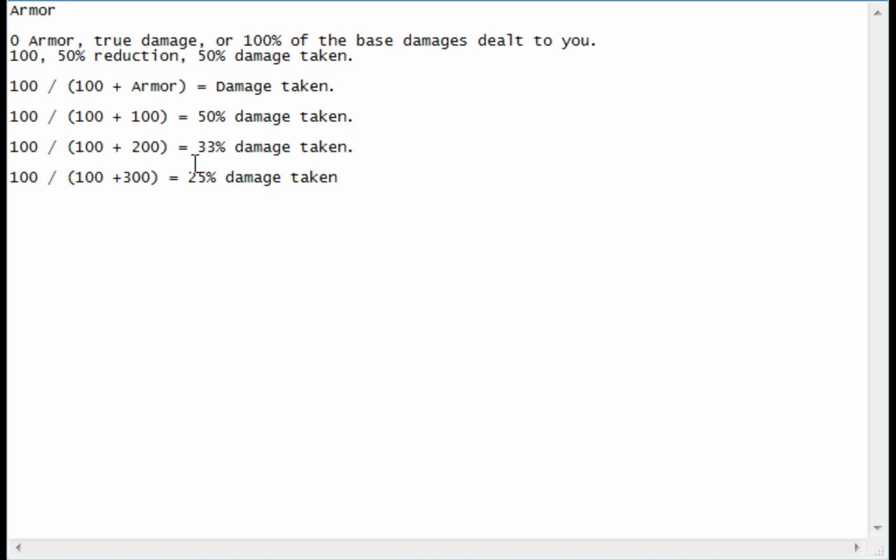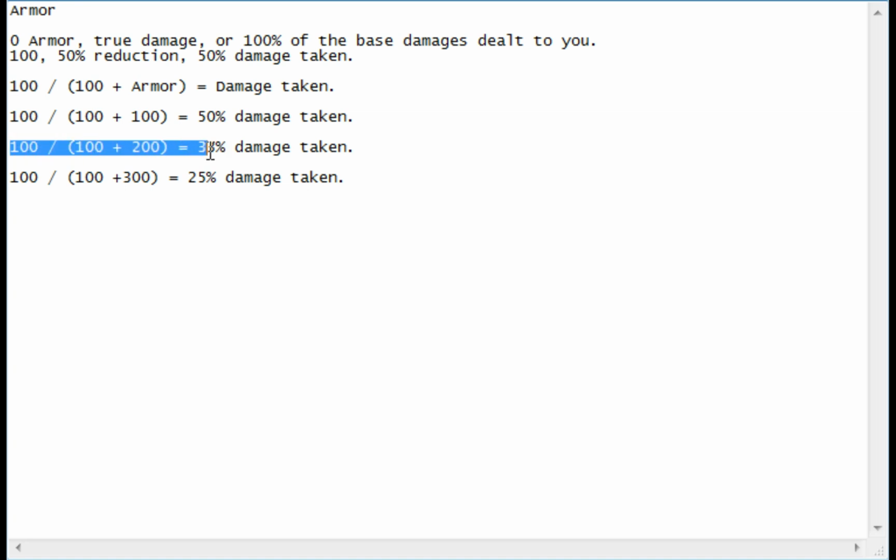Now, of course, in a team fight, only taking 25% damage is much better than 33% damage taken, but there's a point in the game where it's actually more cost effective to buy health than it is for armor, and it changes for each champion. And it changes based on how much health you have and how much armor you have. I'll explain this in another video. It's called effective health.